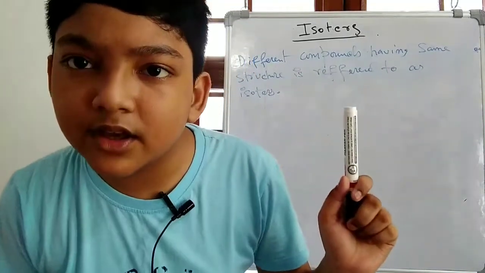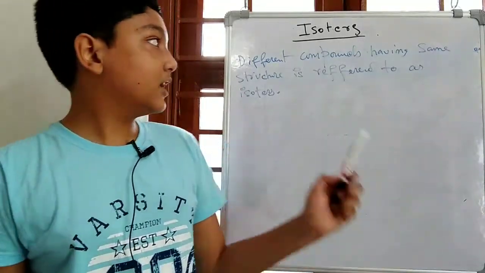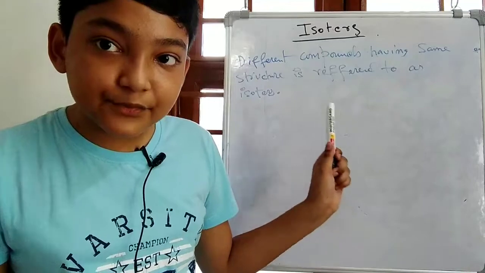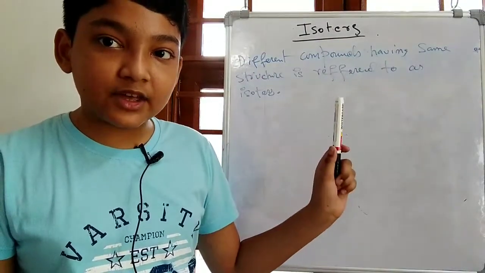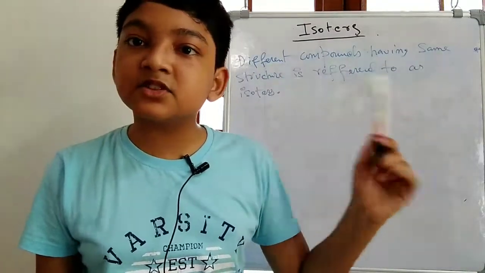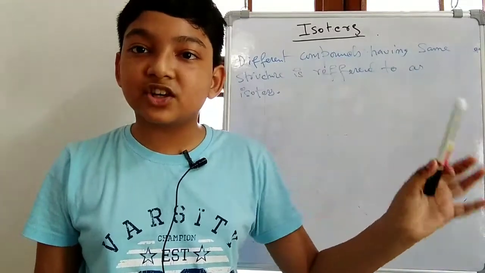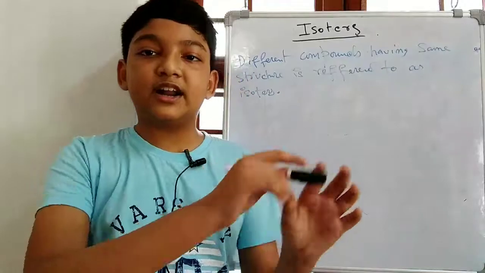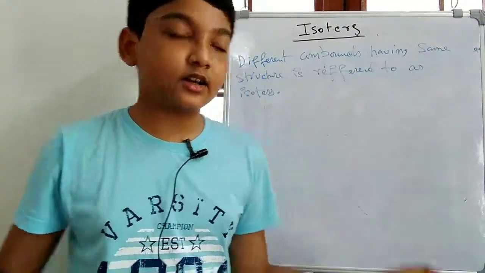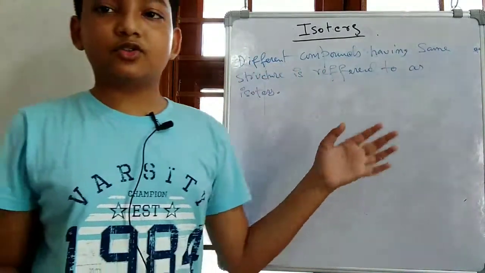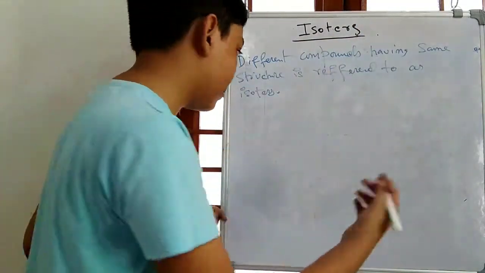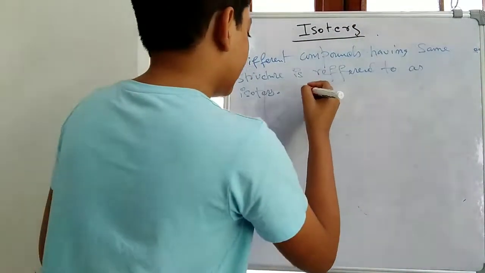I think it's not visible, but I'm telling you. Different compounds, listen very carefully: different compounds having same atomic structure, same structure when we are writing it as structure, that is known as isoters.